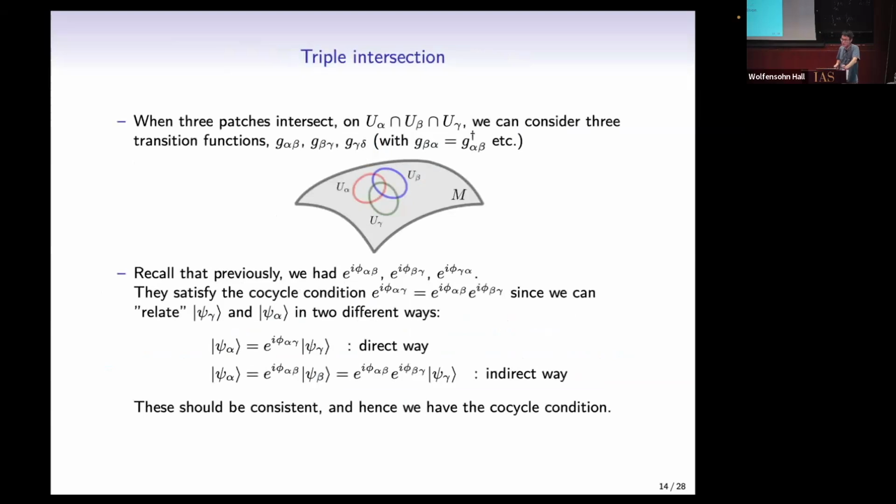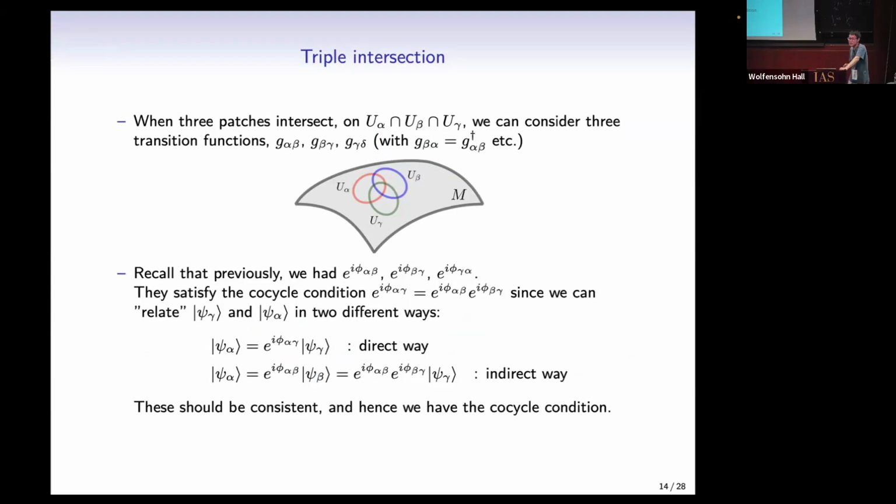So we can also think about what happens if I have a triple intersection. Parties can meet or intersect this way, so we now have a triple intersection. Now we have three MPS to think about: A alpha, A beta, A gamma, and there are also transition functions G alpha beta, G beta gamma, G gamma alpha, relating these three MPS.